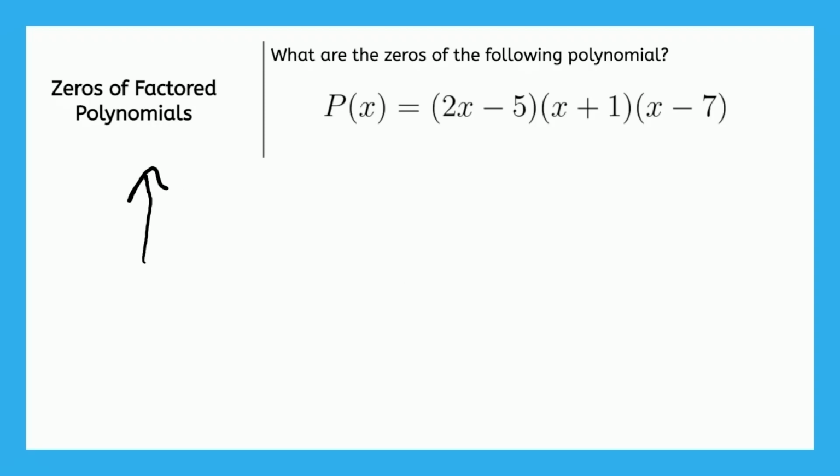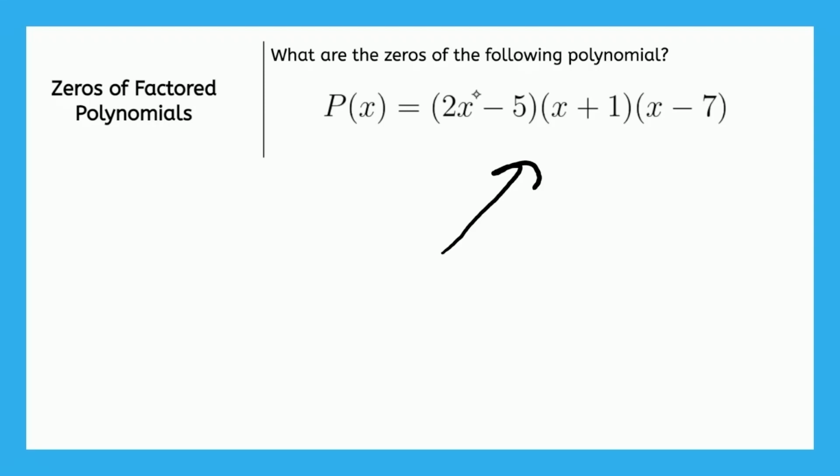Now, if you want to see the full unabbreviated explanations for each topic, such as this topic, zeros of factored polynomials, go back to the video that has this title and you'll be able to see the full detailed explanations. So right here, we have a factored polynomial and they want to know what are the zeros. How do we find the zeros?